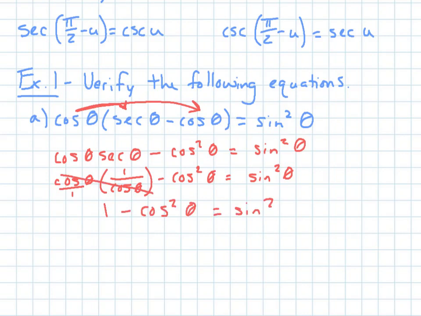Now, anytime I see squares, I always go back to my Pythagorean identities, because they're the only identities that have any squares that would help me out. So if I think about the one that involves sine and cosine, let me scooch that over and put a different color.